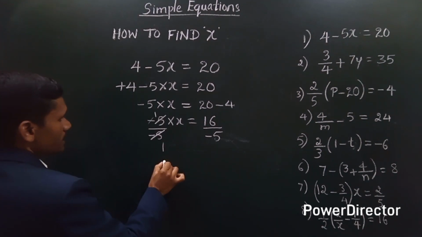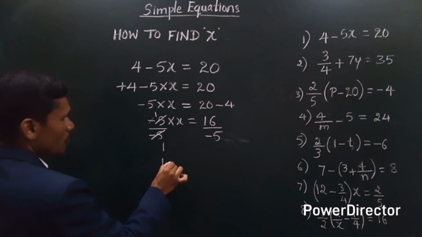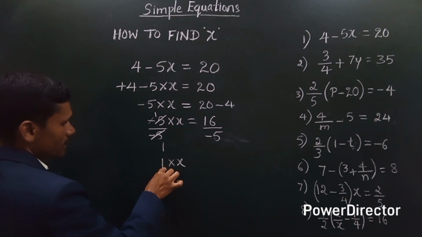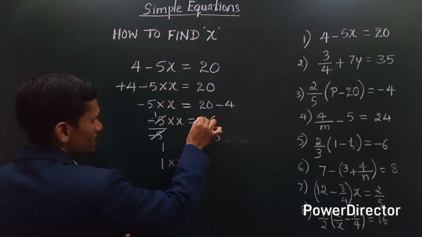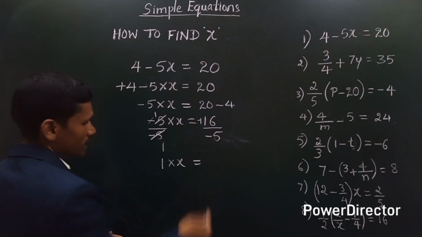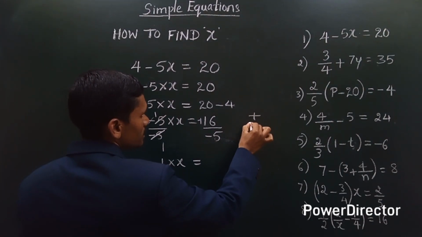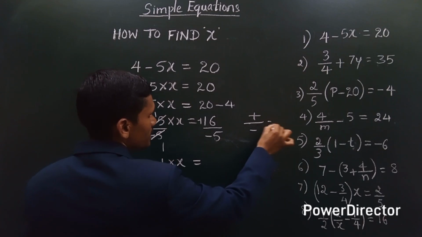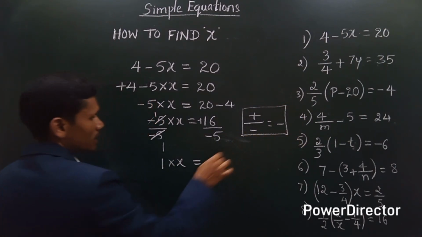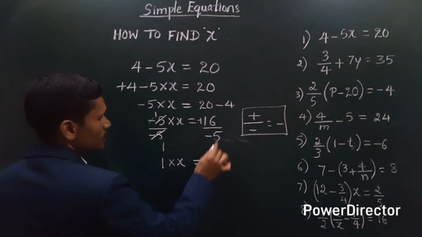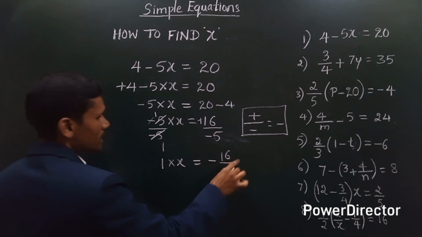So what happens here? 5 ones, what is this? 1. 1 into x means what? It is x, or not? Only x remains, right? Here up it is a positive sign, down it is a negative sign. In integers you already studied: if there is a fraction like this, plus divided by minus, the result will be minus, right? Keep this in mind. So this will be minus 16 divided by 5. This will be the answer.